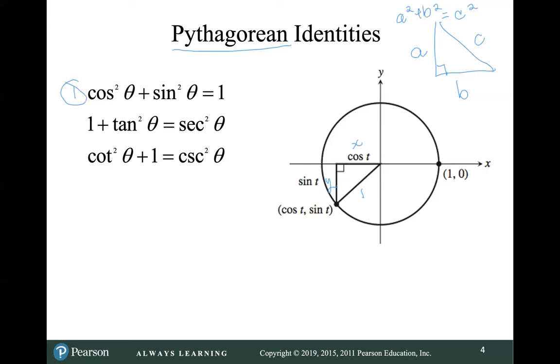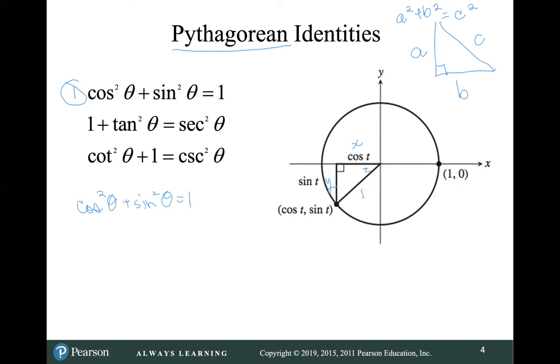But maybe we're trying to solve something, and instead of having sine and cosine, we're given one of our other trigonometric functions. So what we can do is take that Pythagorean identity, cosine squared plus sine squared equals 1. And remember, in this case, theta would be the angle. In our diagram here, we called the angle t. T, theta, x, whatever variable is inside of our trigonometric function is an angle. So in the diagram, the angle is called t. In the equation, that same angle is theta.